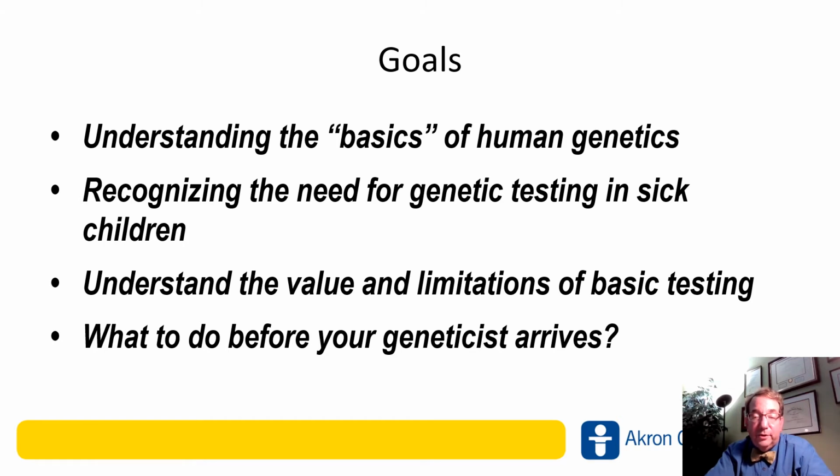I think very soon we're going to be talking about getting a CBC, a CMP, a lead level, and an exome sequence. And I know that sounds a bit over the top, but I think we're getting close to that. I also want you to understand the value and limitations of basic testing and some concepts that you need to know before the geneticist arrives.